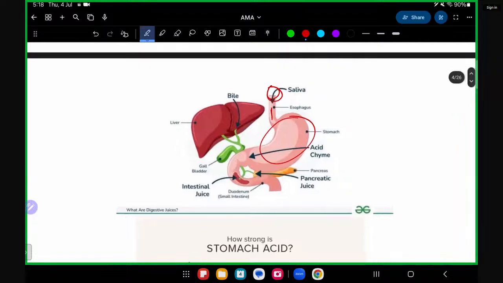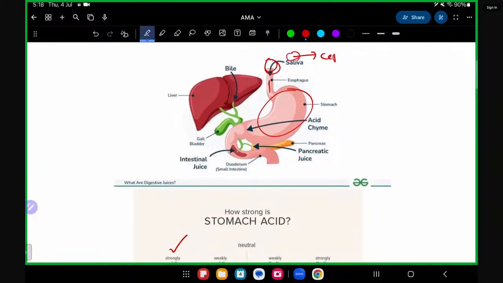Saliva, that is in the buccal cavity, it is the cephalic phase. In the stomach, it is the gastric phase. And in the intestine, it is the intestinal phase. Clear? Then we'll go to the next question.